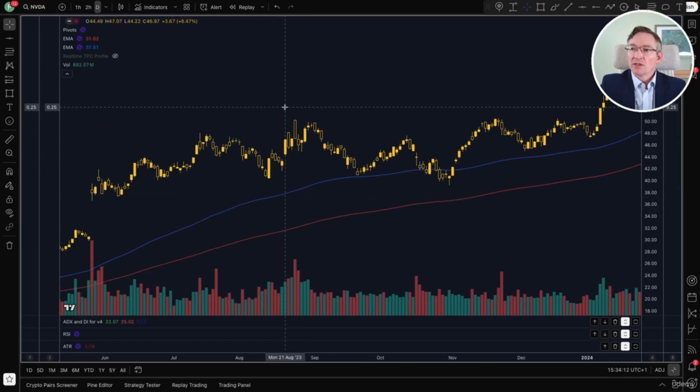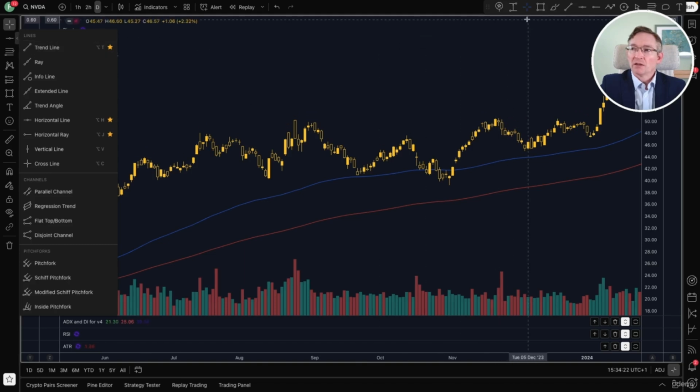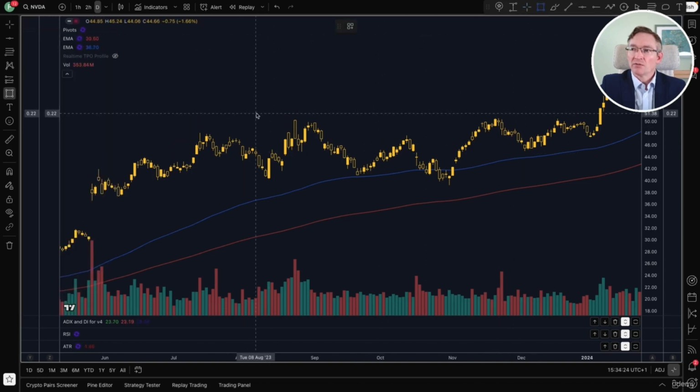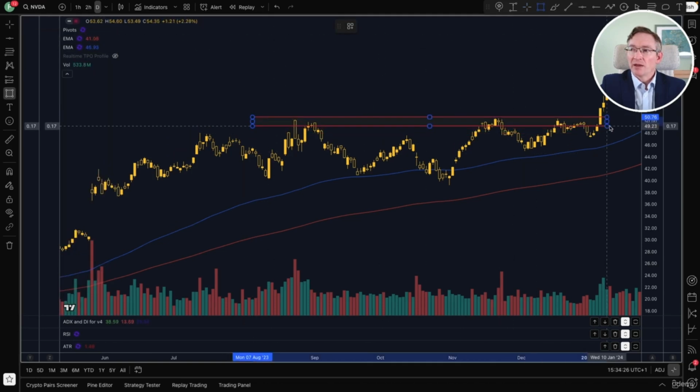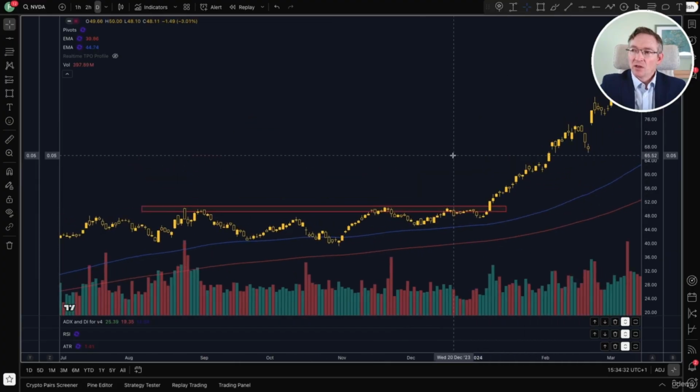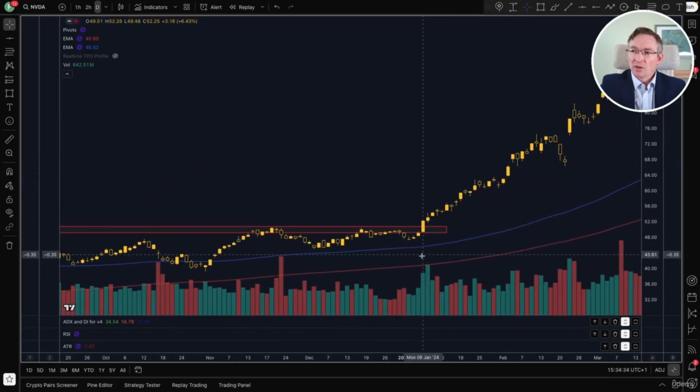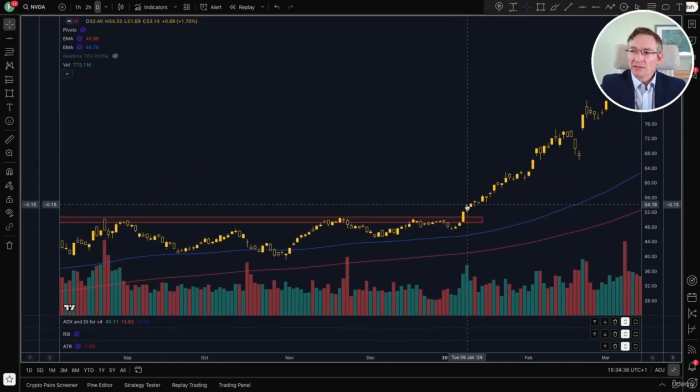Okay, so we can see here we've got a swing high on the 23rd of August, a swing high on the 21st of November, and a swing high on the 18th of December 2023. That is a hugely important line. Okay, hugely important resistance level, and we can mark that here like that. All right, so you've got ceiling, ceiling, ceiling. But look, do you see how the ceiling breaks there? And do you see how it breaks on rising volume?